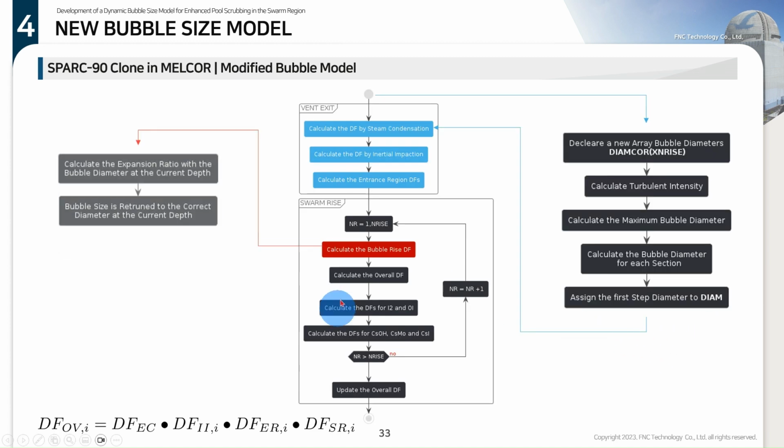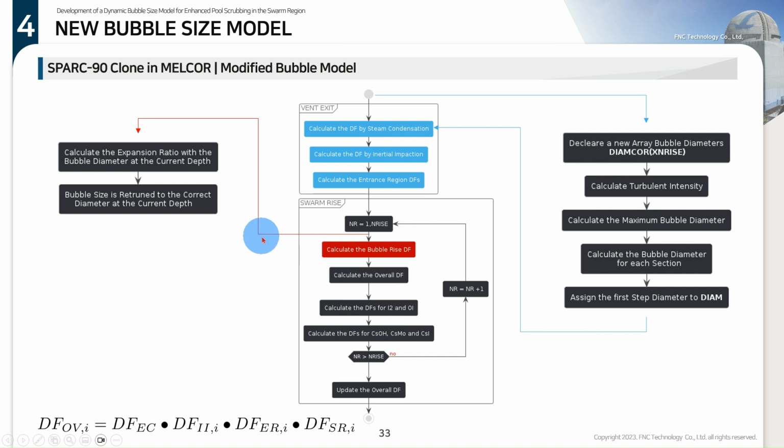And as for the bubble swarm rise region, at the current pressure, the total volume of the bubbles is calculated, and then the diameter is calculated, and it was compared with the current assigned diameter, which helps to calculate an expansion ratio.